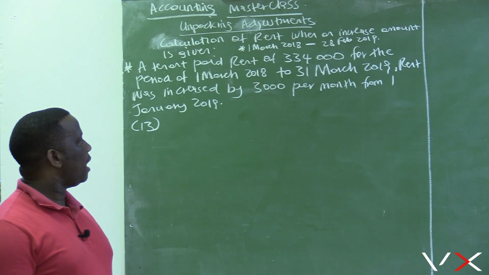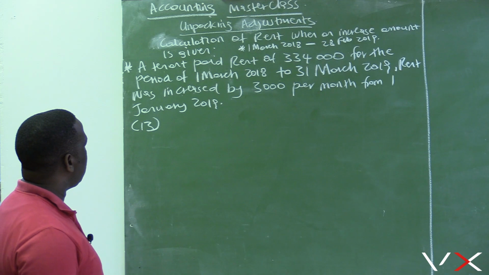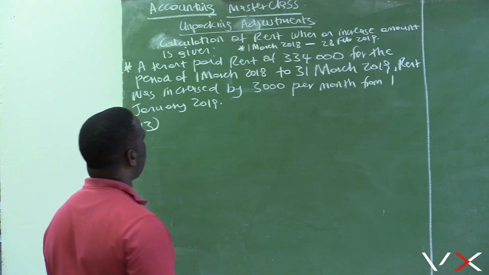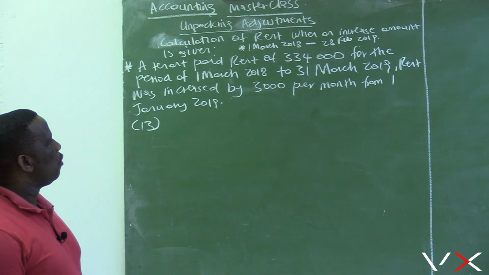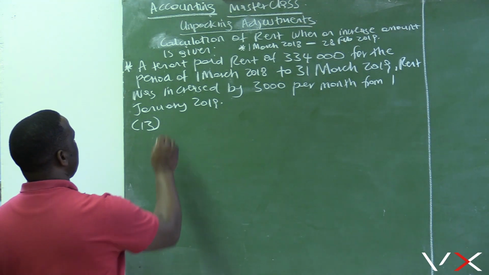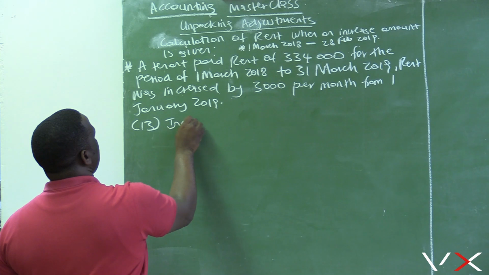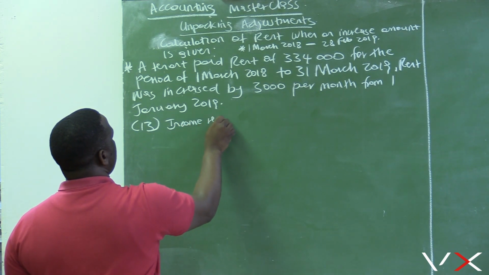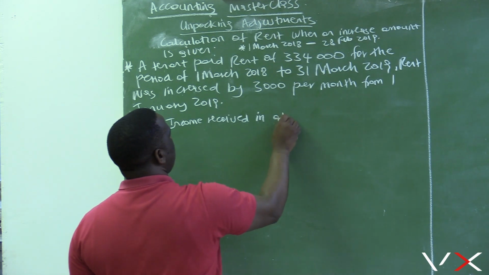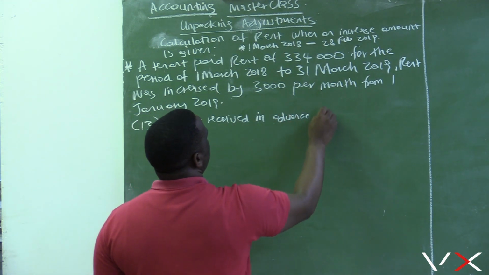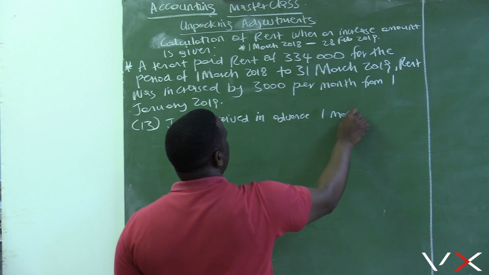And therefore there is an income, or the tenant has paid for 13 months. So we have received rent for 13 months. So there is an income received in advance, which is for 1 month.